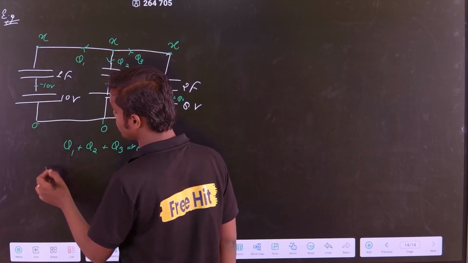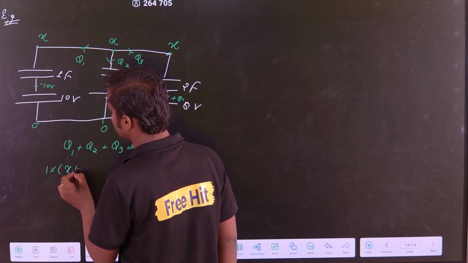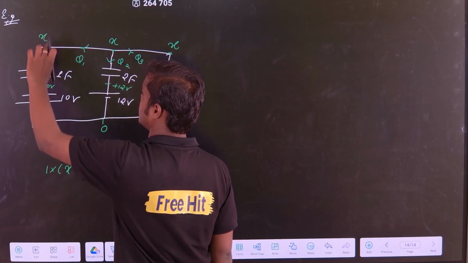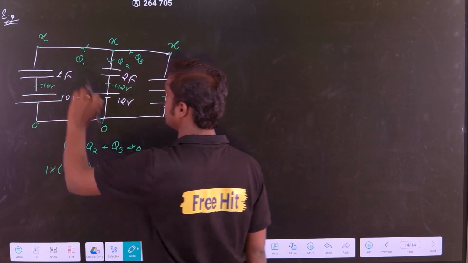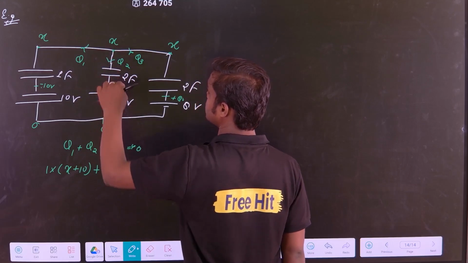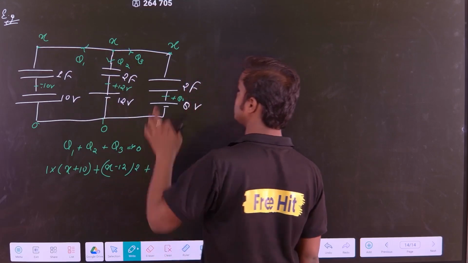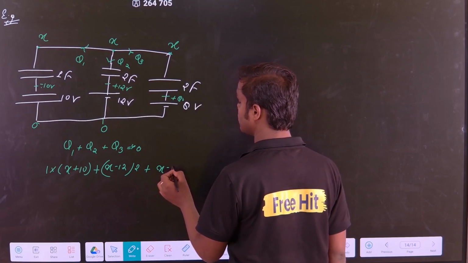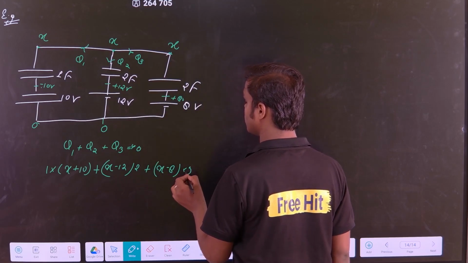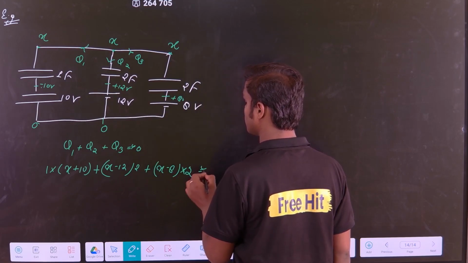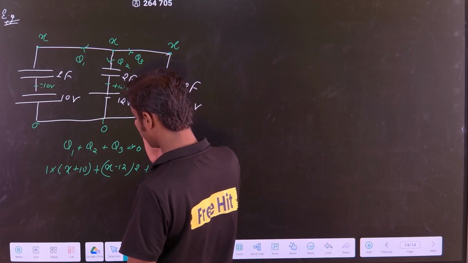If you do this, what value will you get? Q is equal to C into V. So 1 into (x minus of minus 10), so (x plus 10) into 1, plus what is Q2? (x minus 12) into 2. What is Q3? (x minus 8) into 2, equal to 0. If you solve this, what will you get?